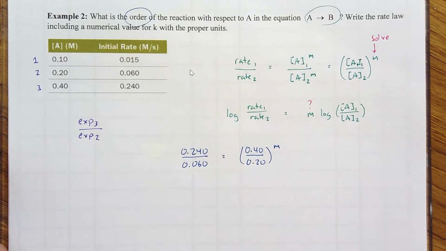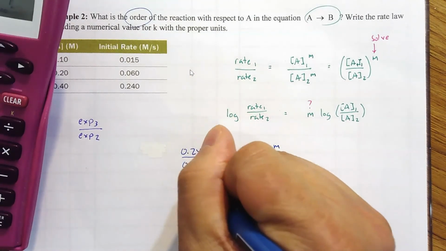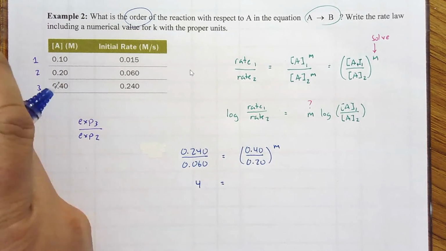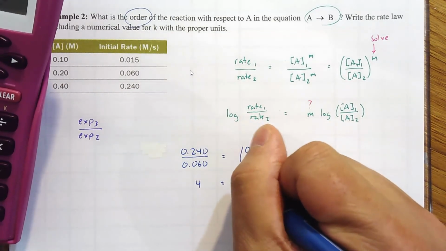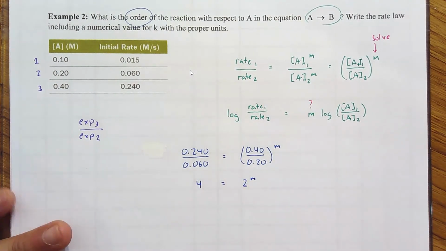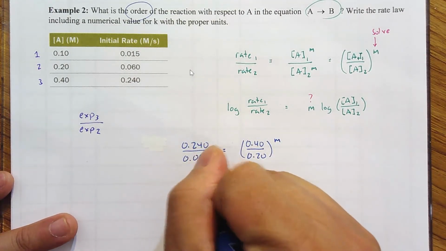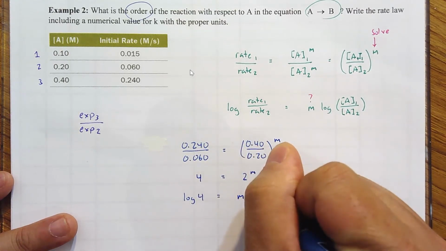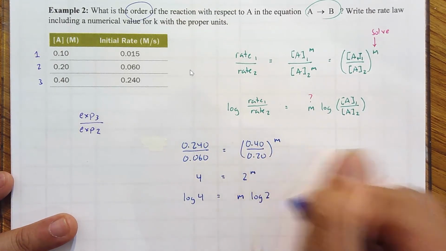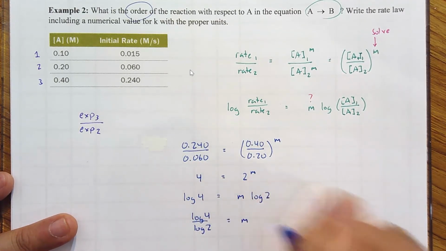I think some of you realize, oh, this is going to be easy. I don't need to do this log business, but I'll do it with the log business. Because if you realize, this is 4 equals 2 to the m. All of you know that m has to be 2. But I want to prove that we could do this mathematically. I'm going to take the log of 4 equals m times the log of 2. And that means that the log of 4 over the log of 2 equals m.